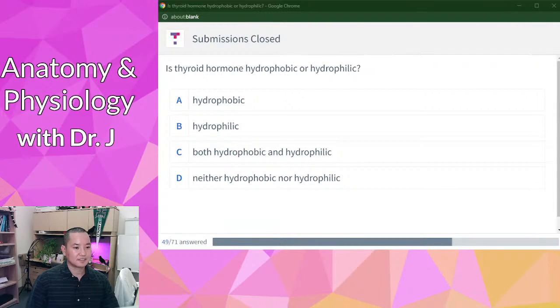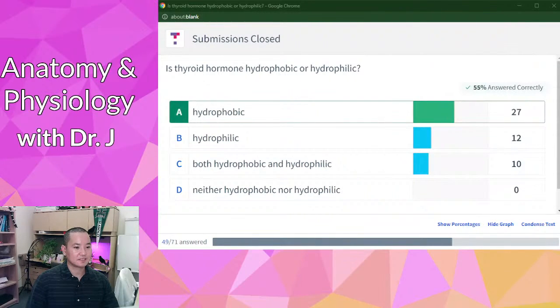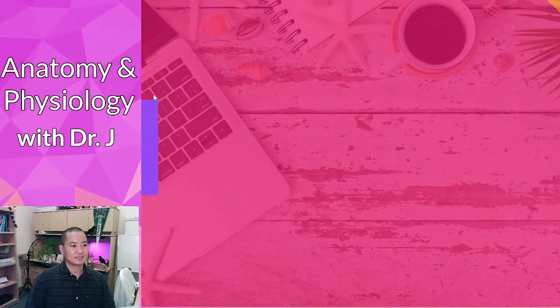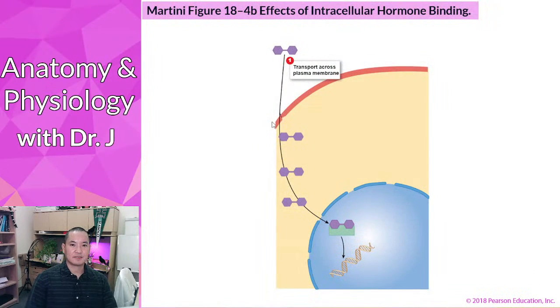Alright, so is it hydrophobic or hydrophilic? So it's actually hydrophobic, on the hydrophobic side. And why is that important? Well, again, remember that with the things that are transported across the plasma membrane, things that are very hydrophilic have a hard time crossing the plasma membrane. But thyroid hormone can actually cross the plasma membrane.